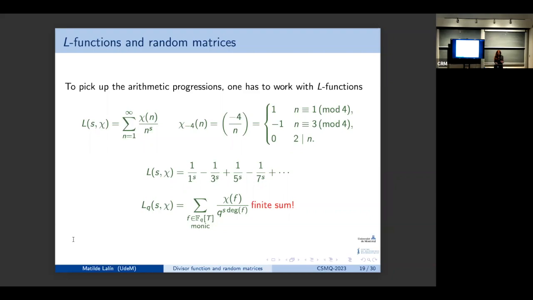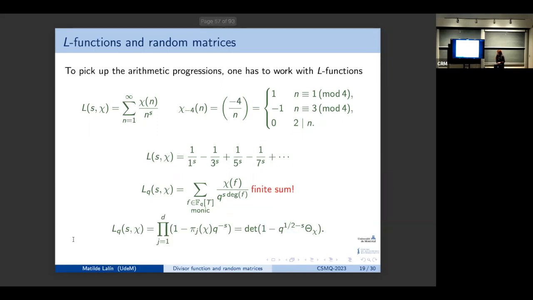And so because this is a finite sum, in the end it's just a polynomial in 1 over q to the s. So you can just factorize that. And then what happens is that the vague conjecture that I mentioned before tells you something about the size of the roots. It's not really the roots, it's the reciprocal of the roots, the way I wrote it.